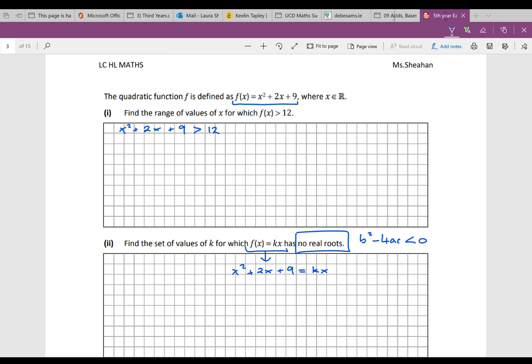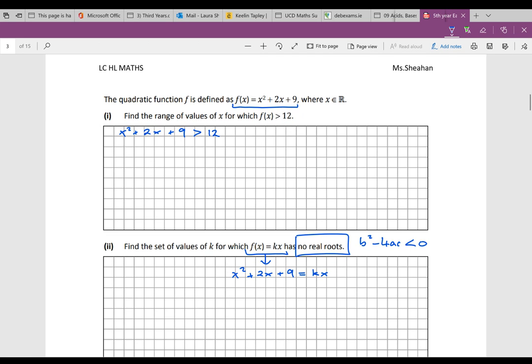Okay, so now we're into the next question, which was on algebra inequalities. Quadratic function f is defined as f(x) = x squared plus 2x plus 9, where x is a real number. Find the range of values of x for which f(x) is greater than 12. So f(x) is this function. x squared plus 2x plus 9 is greater than 12.